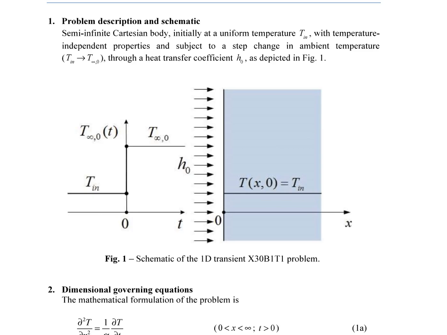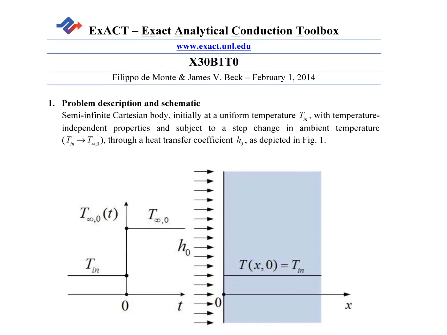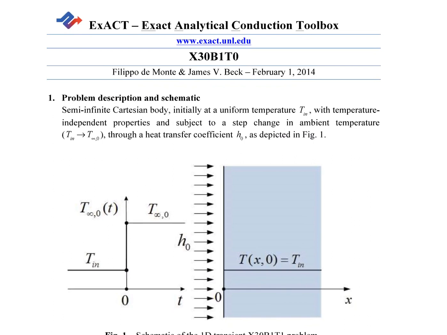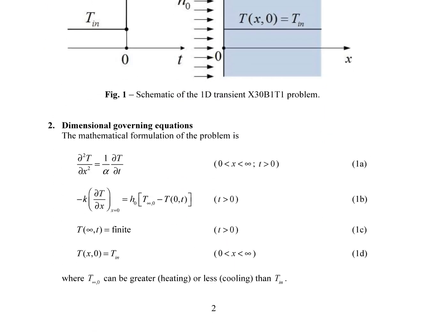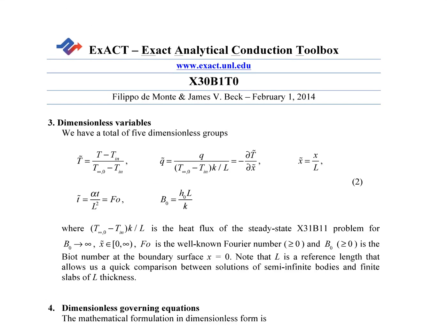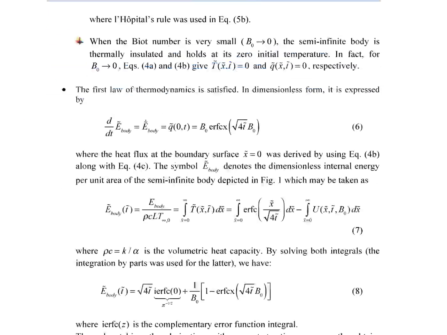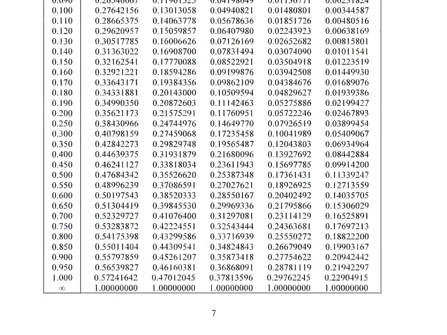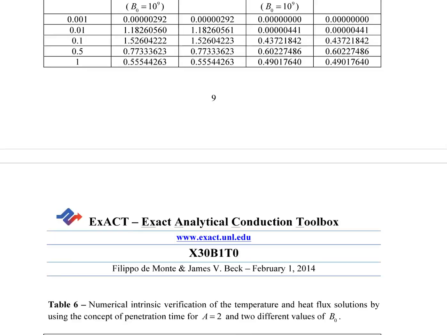Now let's look at the exact case. There it is. So here is the problem posted, X30B1T0. Here's the geometry, the heat transfer boundary value problem. But here's the definition of the dimensionless variables I was just talking about. I want to scroll through this document and find a plot to get some idea of what's going on. We're looking for the temperature.